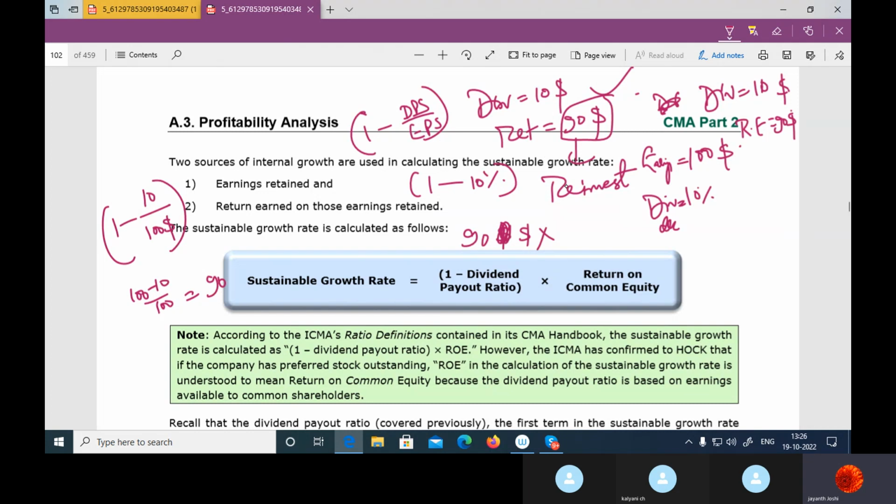I am reinvesting that at some 10% returns. So how much will I get? 9%. That is my sustainable growth rate. Please make a note of this. Or else you can write it like this also, 90% into 10%. You will get 9%. That's it. That is your sustainable growth rate.